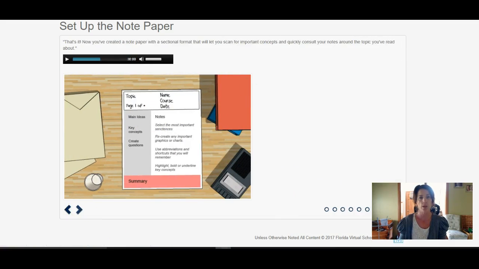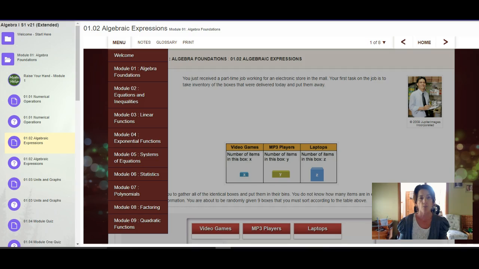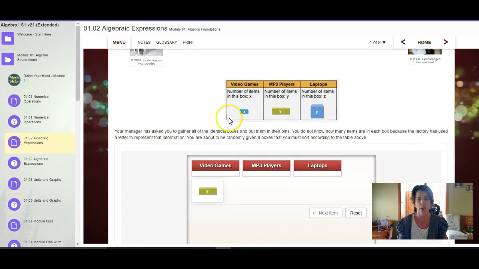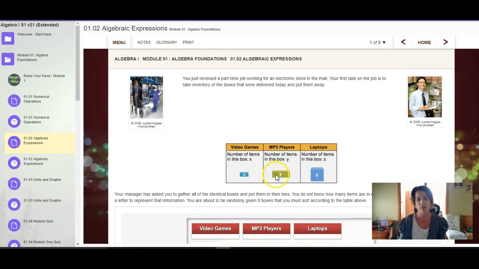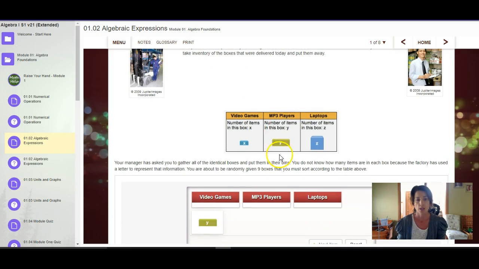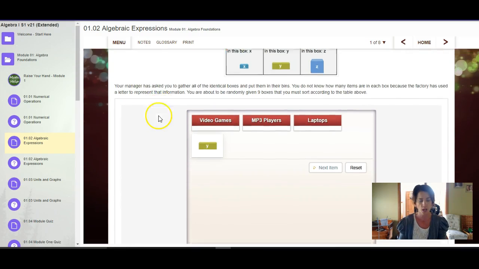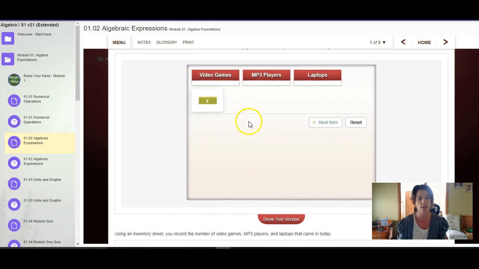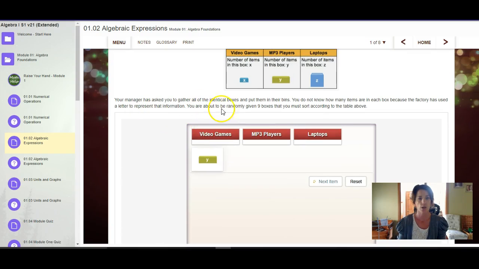Okay, so that's a really good way to organize your notebook for math. As we go back here, though, we're going to go to page 1. You want to see here that it introduces, and every lesson is going to introduce it here, giving you some opportunities. It talks about you just received a part-time job working for an electronics store in a mall. Your first task on the job is to take inventory of the boxes that were delivered today and put them away. So start representing things in terms of variables, X, Y, Z, any of that. It gives you that opportunity to play with these items: you are about to randomly be given 9 boxes that you must sort according to the table.